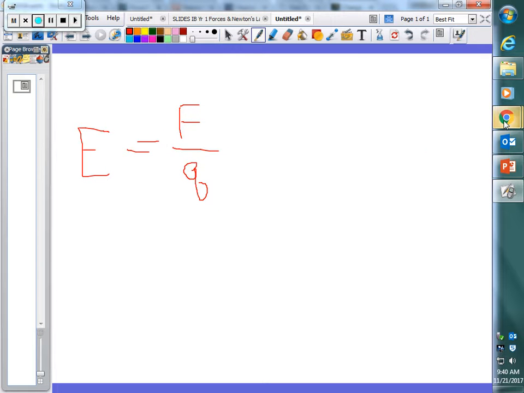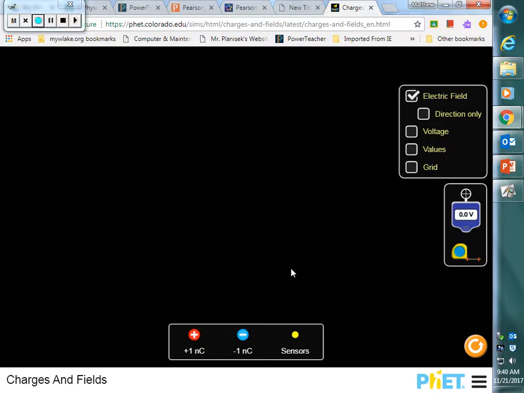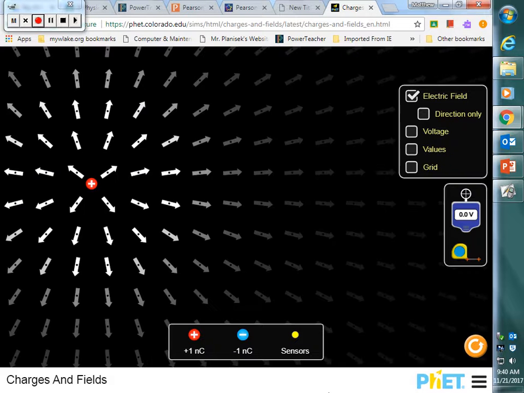Okay? So, going back to this simulation, I'm going to start off and take one of these positive charges here at the bottom, and I'm going to place it out here into the field, and these arrows show up.